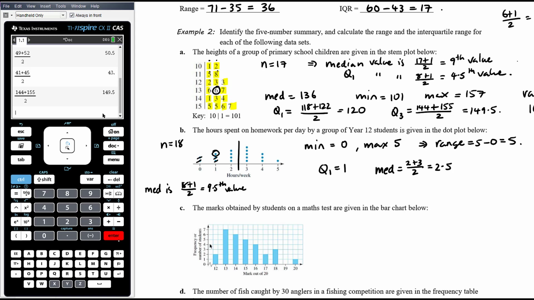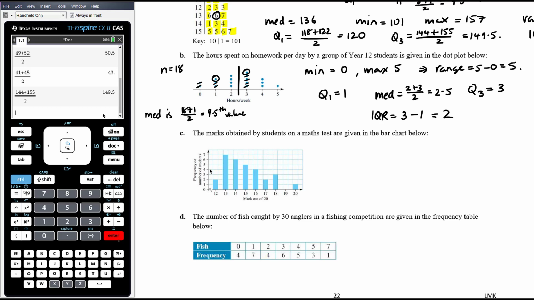And in the second half, it will also be the 5th bit of data, 1, 2, 3, 4, 5, and the 5th bit of data is a 3. Alright, and so therefore we've calculated our min, max, range, our quartiles, so we just need our interquartile range, which is Q3 minus Q1, which is 2.